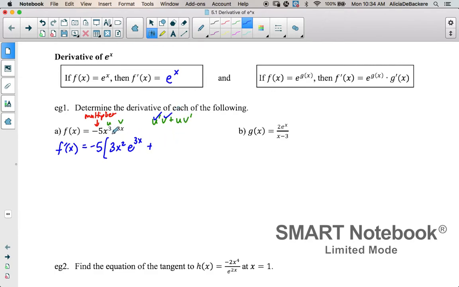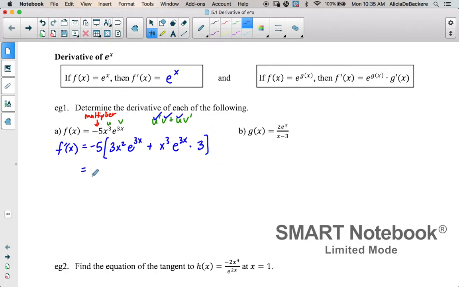This time I leave u alone, that's the x cubed. And then I'm going to take the derivative of v. So this is the new bit. I've got e to the power of something. So whenever I've got that base e, I'm just going to copy it down exactly as it was. And then I'll take the derivative of the exponent afterwards. So my exponent is 3x. The derivative of that is just 3.